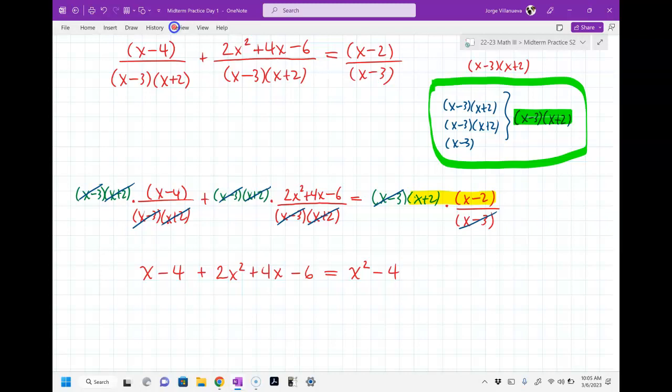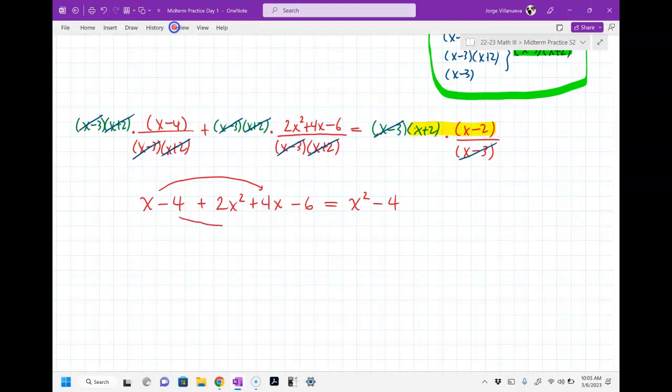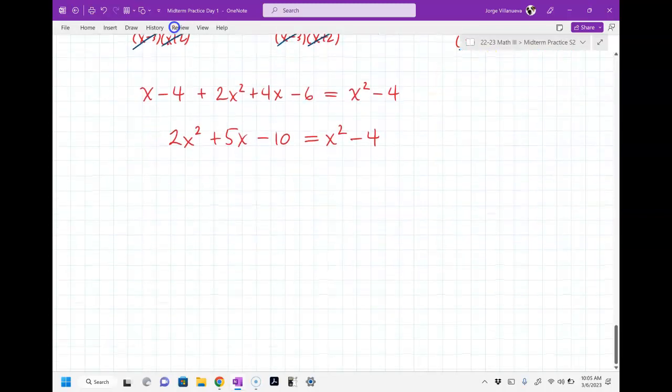Now let's combine everything. Let's move everything to the left side eventually, but first let's combine on the left. I have an x plus a 4x. That's going to become 5x. I have a negative 4 minus a 6. Those are like terms, okay? So that's going to become a minus 10. So let me fix that really quick. 2x squared plus 5x minus 10 equals x squared minus 4.